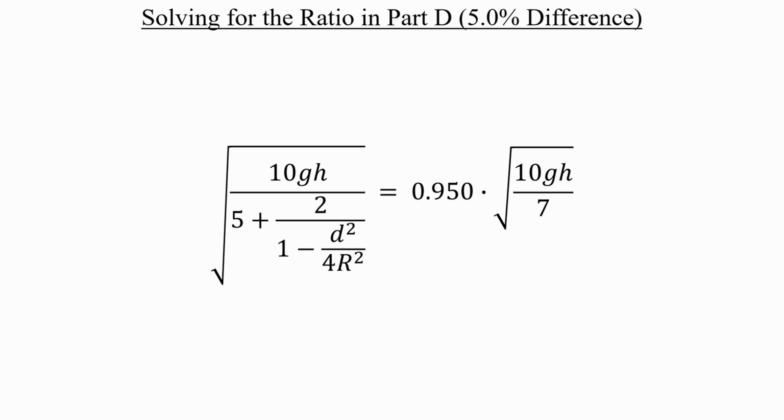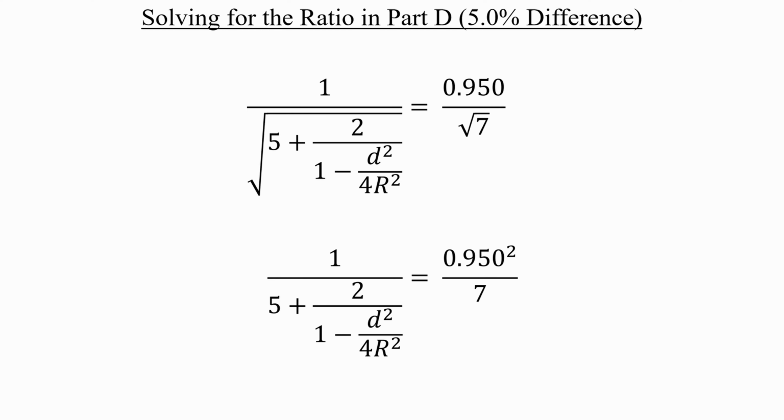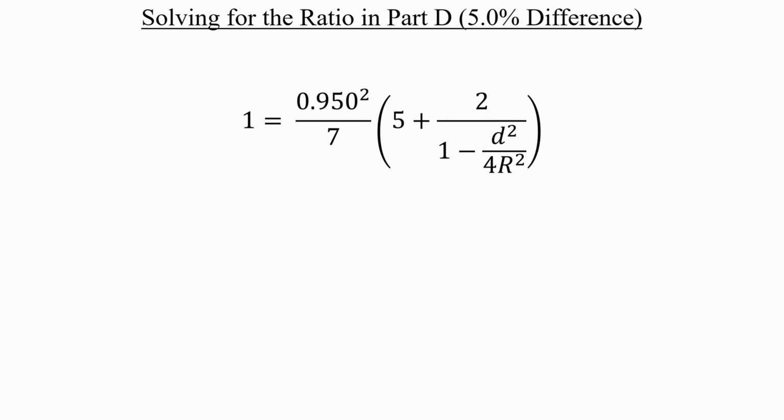Let's begin by canceling out 10gh in the numerator on both sides. This leaves 1 in its place, and the square root of 1 is just 1. So we don't need the radicals to be stretched over the numerators anymore. Both sides can just be rewritten like this. Speaking of radicals, let's square both sides to get rid of those before we move on. Our next step is to multiply both sides by that giant denominator under the 1. And then after that, we can multiply both sides by 7 and divide both sides by 0.95 squared.